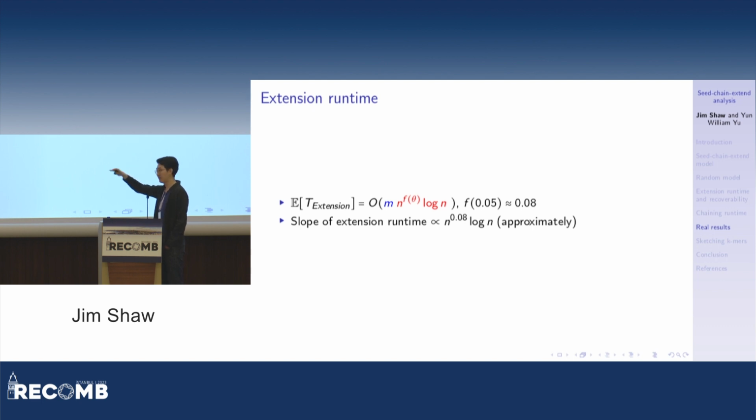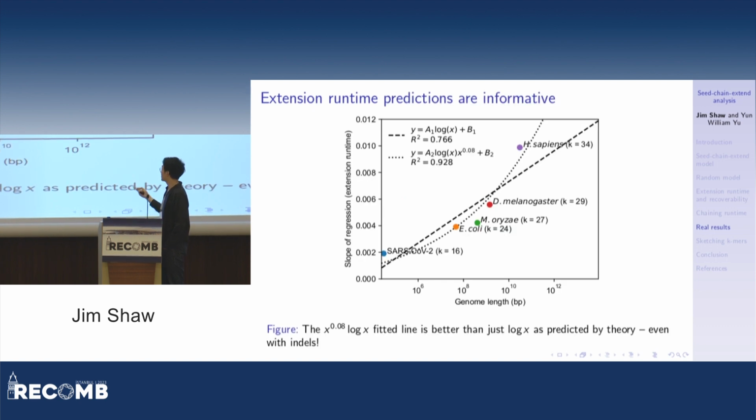Because I'm plotting the read length on the x-axis, that slope should be approximately that red term. Is this true? So what we did was we plotted all the slopes of those extension times. We have 5 data points, and we fit 2 different functions. We fit a naive function, which is just a log with 2 parameters, and we fit the log term with the 0.08 correction that's predicted by our theory.